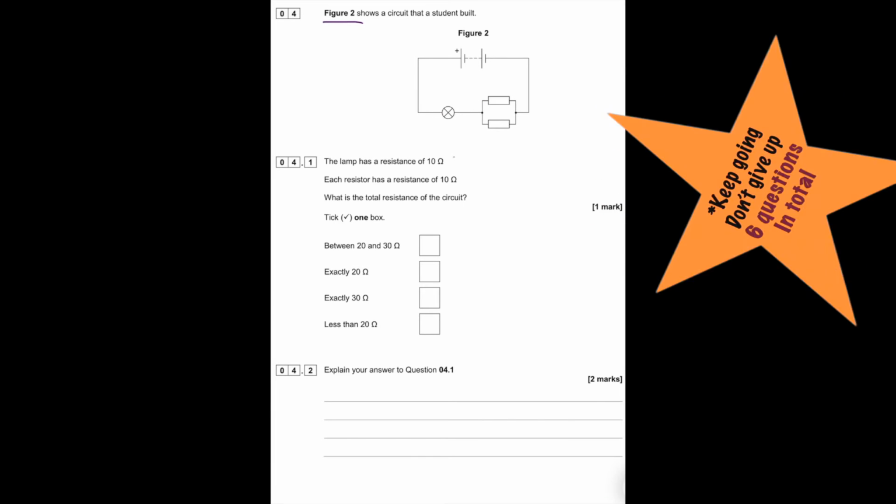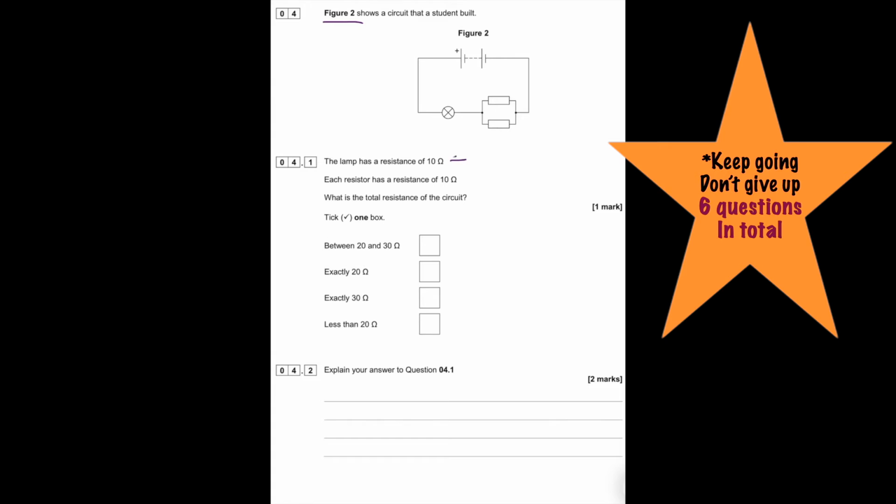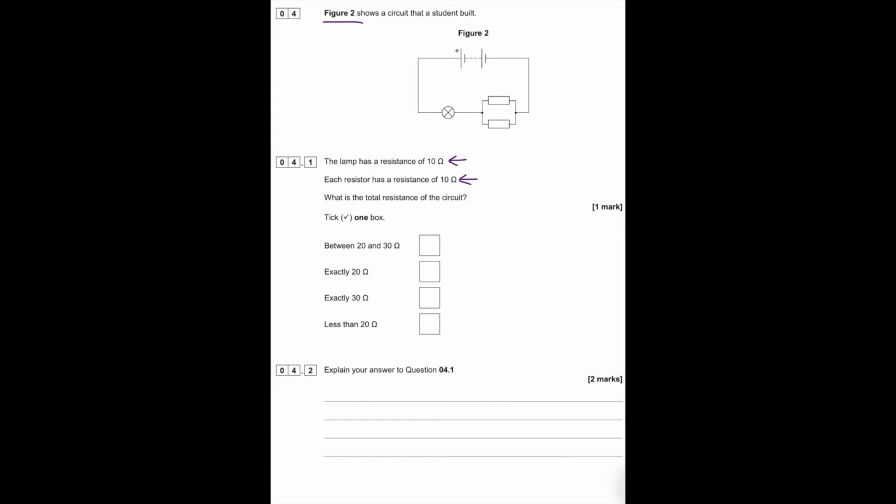Figure 2 shows a circuit that a student built. The lamp has a resistance of 10 ohms. Each resistor has a resistance of 10 ohms. So what's the total resistance of the circuit?